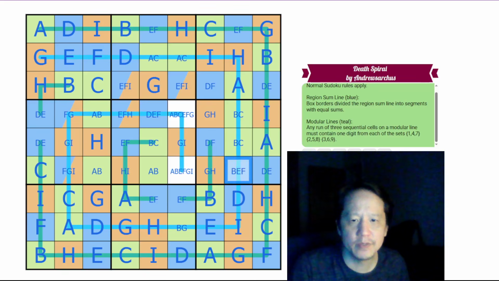This can't be B. This can't be A or B because of the AB pair in the row. This is blue or orange. I'm not sure which. And where is the green? Can't be here. Can't be here. Must be here. So this is A, B, and C.